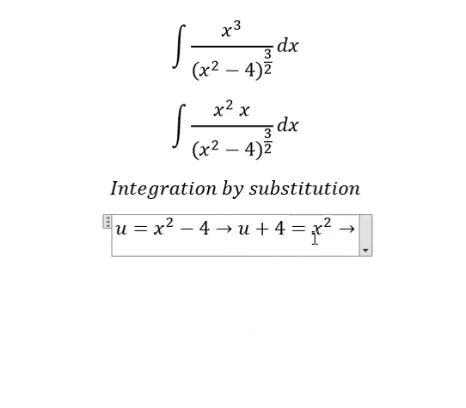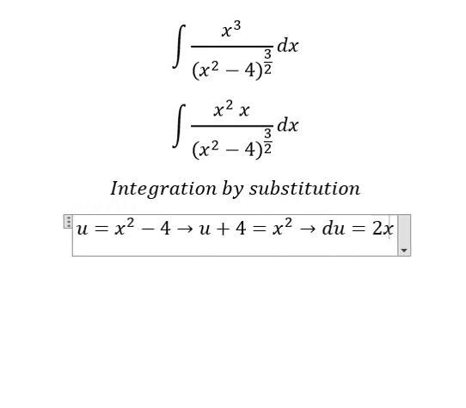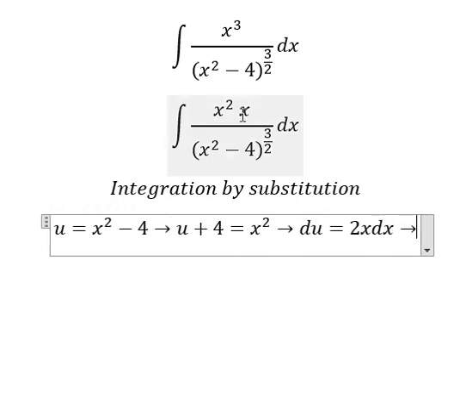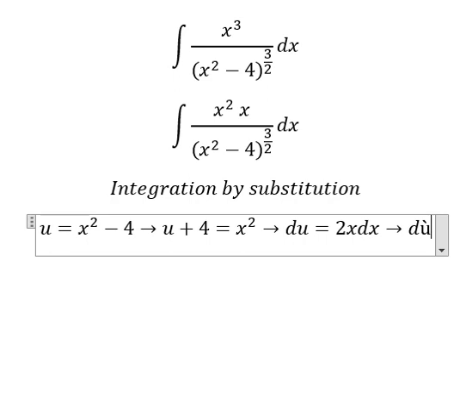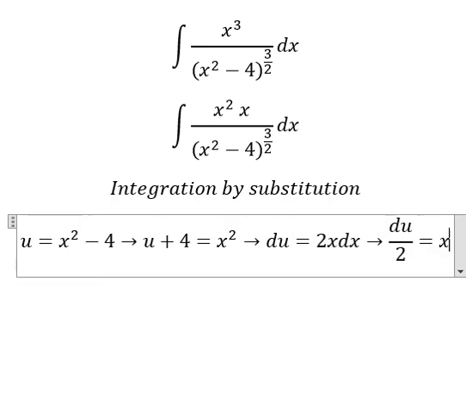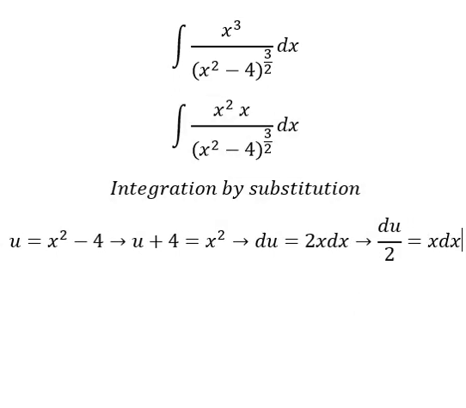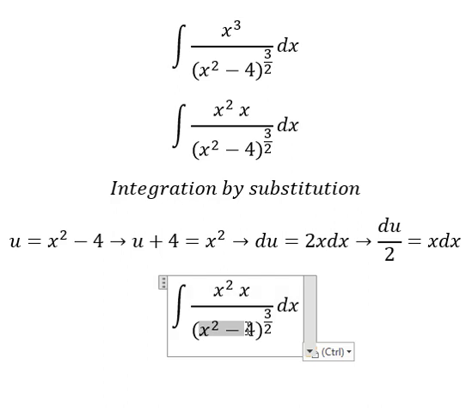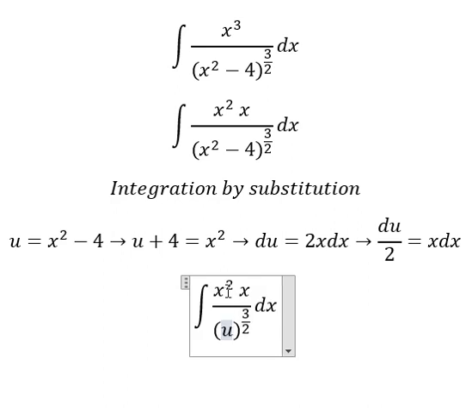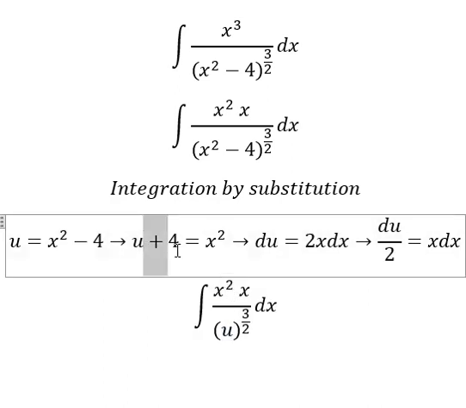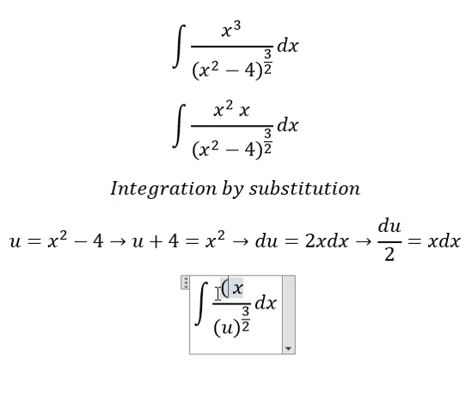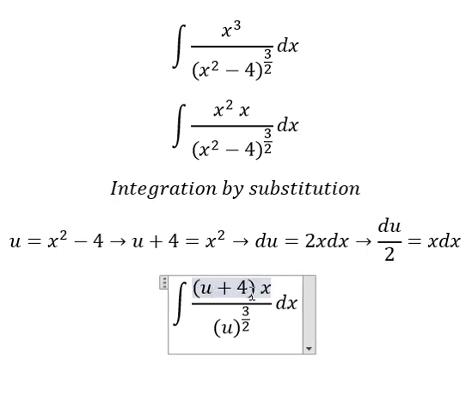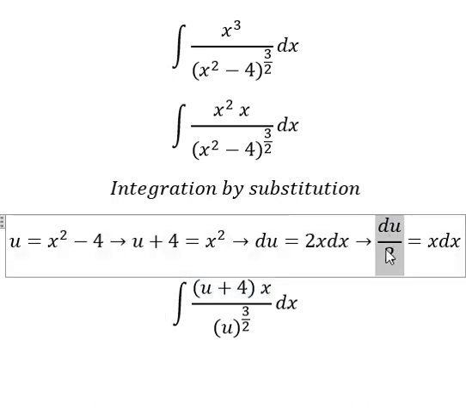Next, we need to do first the derivative for both sides, because we don't have number 2. So we need to divide both sides by number 2. This one we change for u. S square we change for this one. And the S we change for this one.